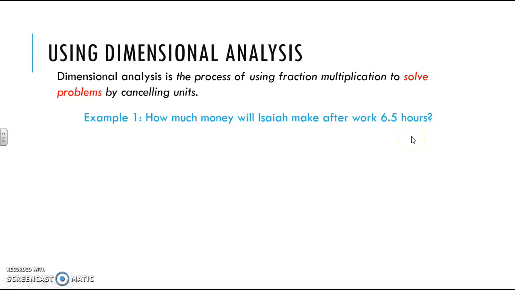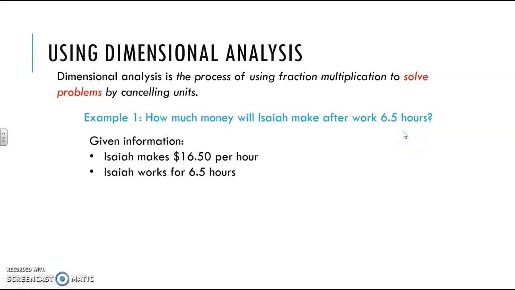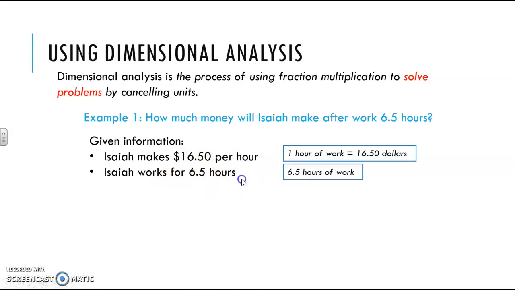First thing we want to identify is what are we looking for? So we have our given information that Isaiah makes $16.50 per hour and that he works for 6.5 hours. We want to start by actually writing these as equivalencies if there's a ratio there. 1 hour of work is equal to $16.50. Now in the problem, we can see that we're looking for money. So we're looking for something with the final units of dollars.